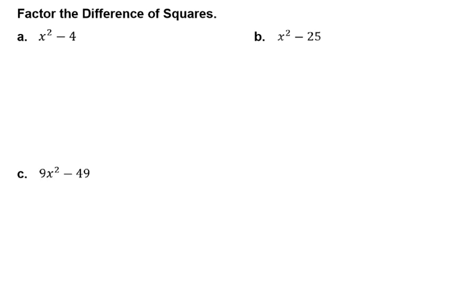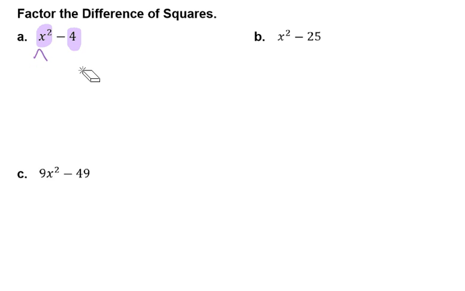In this video, we're going to be going over how to factor the difference of squares. Now we can tell that our problems are difference of squares in two ways. First, we're going to look at our two terms and see if they're both perfect squares. So x squared is a perfect square because x times x is x squared, and 4 is a perfect square because 2 times 2 is 4.